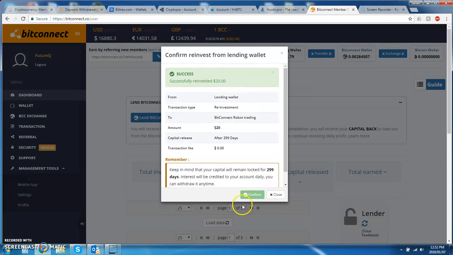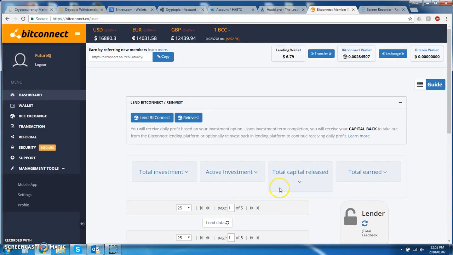Successfully reinvested $20. We can close that. Now, who of you guys can remember how much we had last time? I think it was $1,580 in our total investment. So we should be on exactly 1,600. So let's have a look.